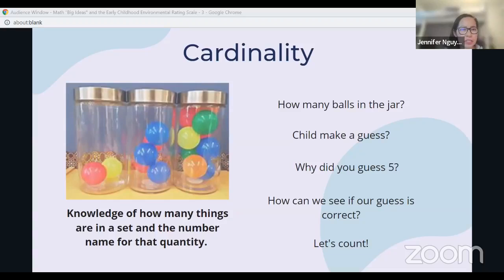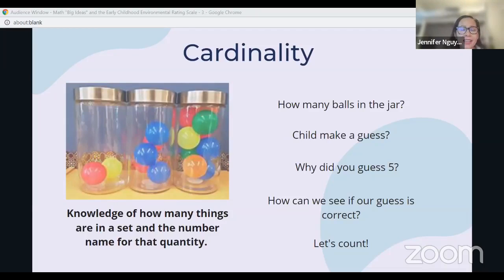You have this beautiful display, the jars. I suggest they're plastic if possible. The balls look attractive, they're colorful. It instantly makes you want to count and do some math stuff. So the children arrive in the classroom and this is your warm-up activity. How many balls are in the jar?